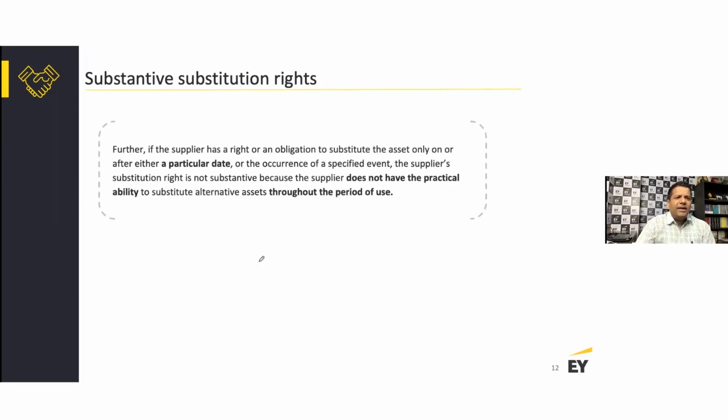So let's move forward to talk a lot more about the substantive substitution right. If the supplier has a right or an obligation to substitute the asset only on or after a particular date, I talked about this, right? Either a particular date or in some circumstances or on the occurrence of a specified event, let's say damage.